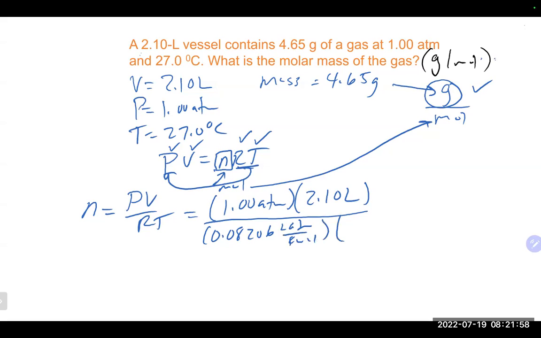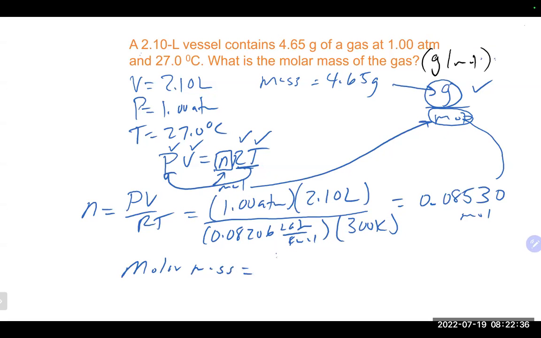And obviously our temperature here we do need to convert into Kelvin, so we would add 273 to that, and that's going to give us 300 Kelvin. And that will give us 1 times 2.1 divided by 0.08206 and divided by 300, which gives us 0.0853. And these are moles, which once again is the bottom part here, what we need. So now we have everything to solve for the molar mass.